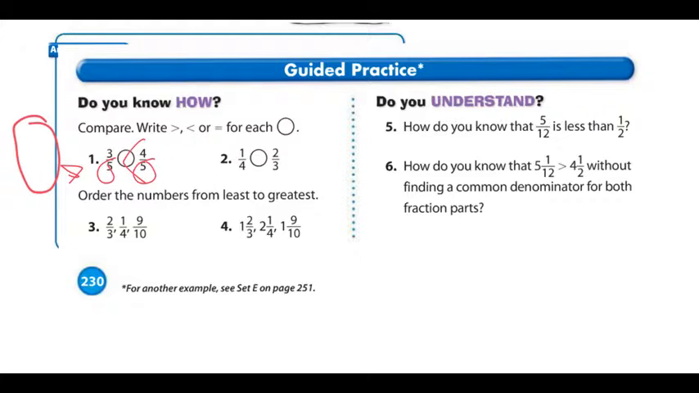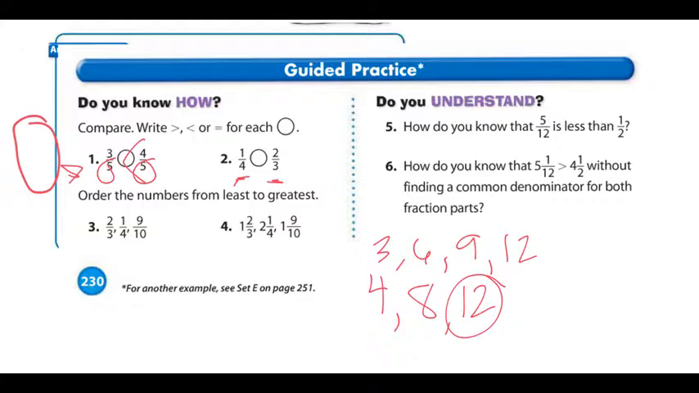Okay, look at number 2. Fourths and thirds. 1/4 and 2/3. So what do they have in common? Well, I can list out all the multiples. 3 times 2 is 6. 3 times 3 is 9. Times 4 is 12. 4 times 2 is 8. Times 3 is 12. Oh, there's the first number they have in common, so I'm going to use that one.